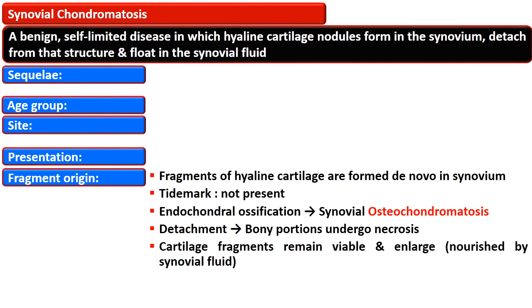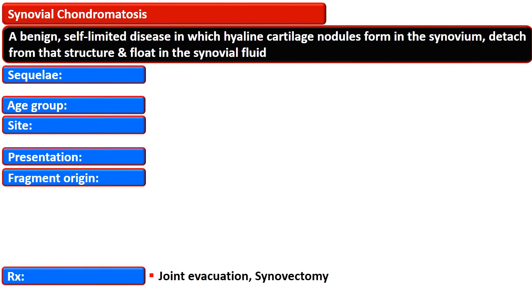And if this fragment of the cartilage undergoes endochondral ossification, it will result in synovial osteochondromatosis. When it is detached from the synovium, the bony portion of this fragment will undergo necrosis, while the cartilage fragment will remain viable and enlarge, as cartilage derives its nutrition from the synovial fluid.